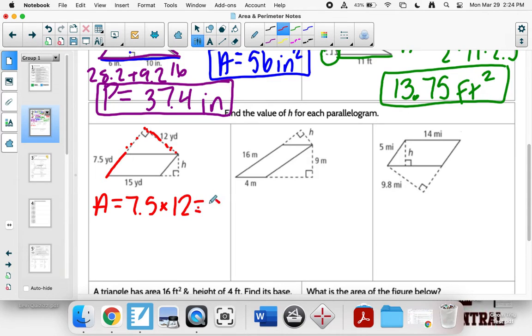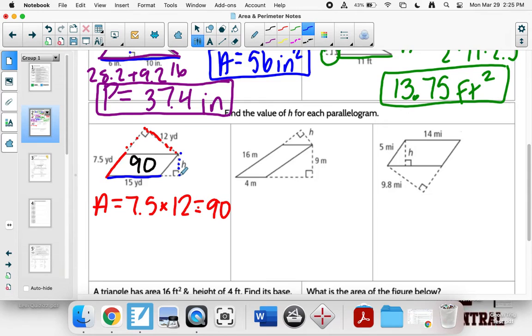90. So we know that the area inside here is 90. Well, now if I look at a different point of view, where we have a different base and height, let's say our base is 15, what height is associated with that? H. Yeah, this h is the height that goes with the 15.